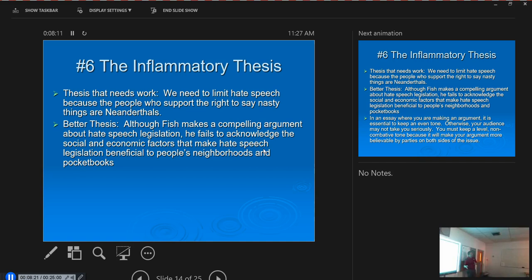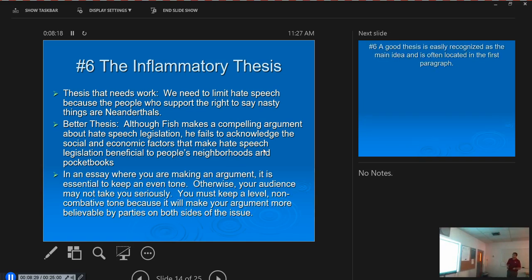Here's why. This kind of thesis is much more likely to get everybody to continue reading, even if they disagree with your premise. In an essay where you're making an argument, it's essential to keep an even tone. Otherwise, your audience may not take you seriously. You must keep a level, non-combative tone because it will make your argument more believable by parties on both sides of the issue. This is going to become especially important when we get to the end of the term with the argumentative essay. You want to make sure that you keep everybody reading your work.